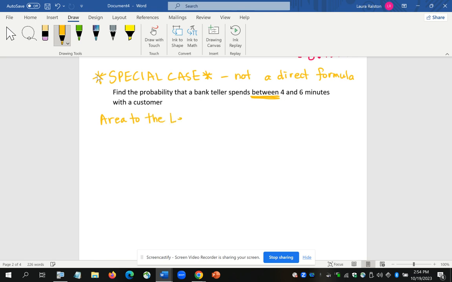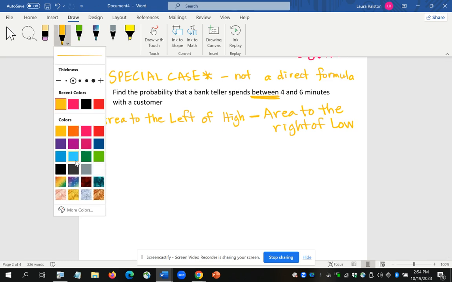to the left of the high value minus the area to the right of the low. And let me see if I can show that to you visually so you can kind of see what we're doing.